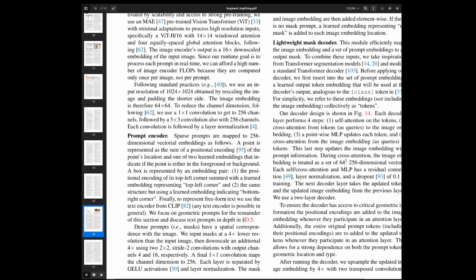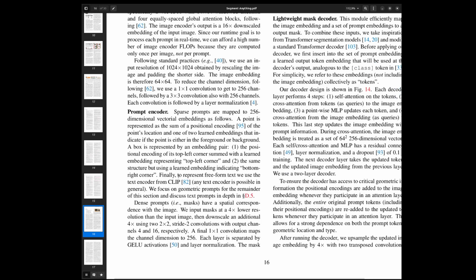Okay, finally, to represent free-form text we use the text encoder. So it means that the model is working with text, but they haven't coded that part yet in the repo, right? Or they coded it, they just didn't open source it. I think that's more likely, because here they specifically say we represent free-form text using the text encoder from CLIP, and a text encoder is possible in general. So we should be able to use it. Okay.